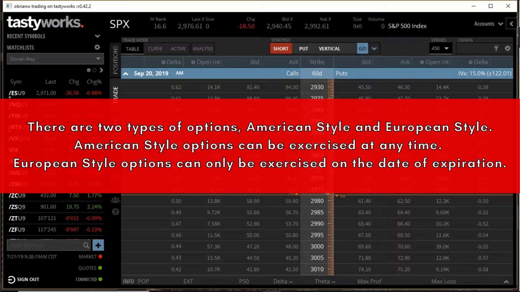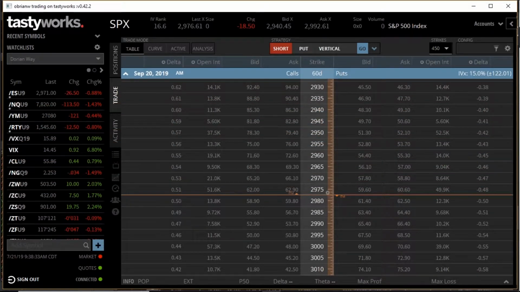There are two types of options, American style and European style. American style options can be exercised at any time. The European style options can only be exercised on the date of expiration. If exercised, then the seller of the options must take assignment. Assignment means when you are the option seller and the buyer exercises their option, then you will be assigned the underlying security. If selling puts, you will have to provide the underlying security if selling calls. So we just discussed that.